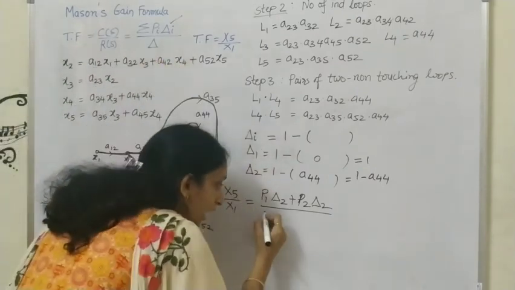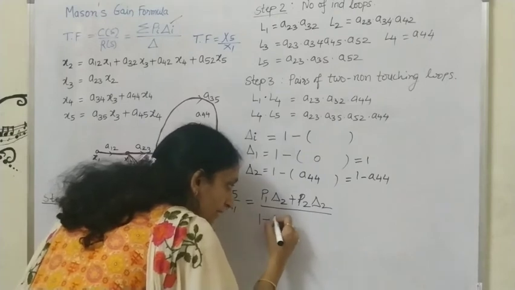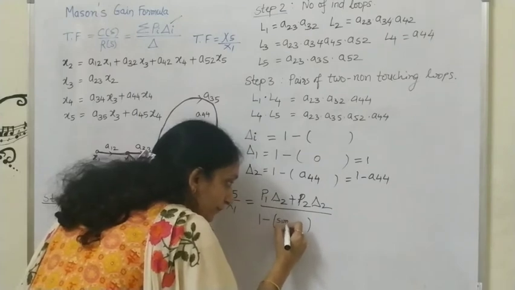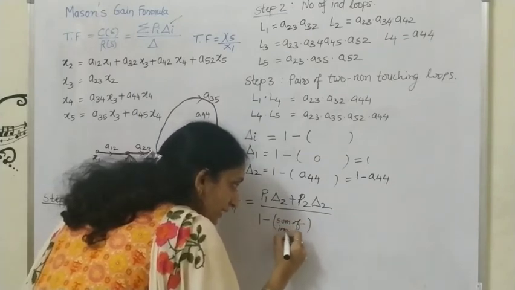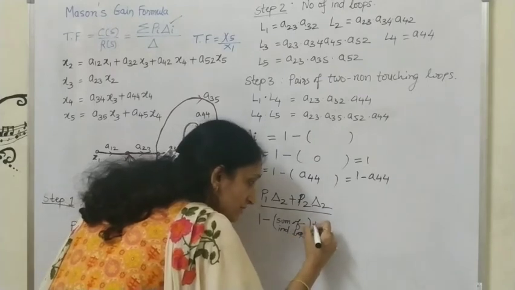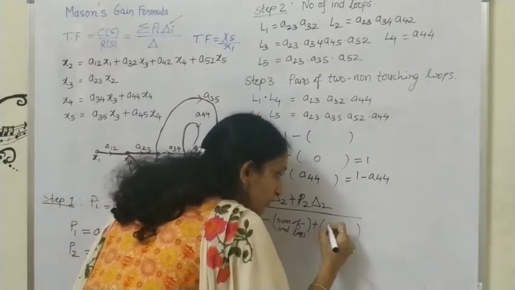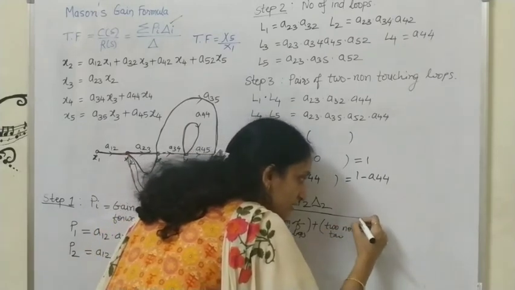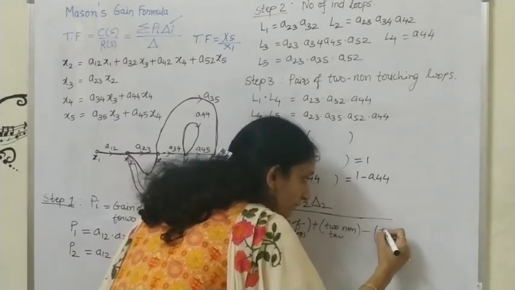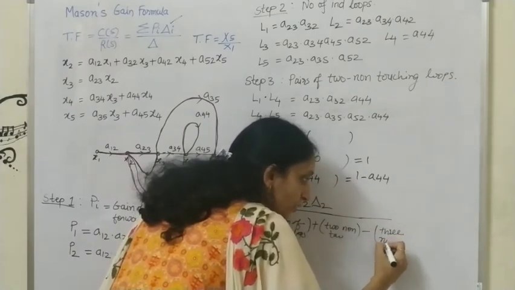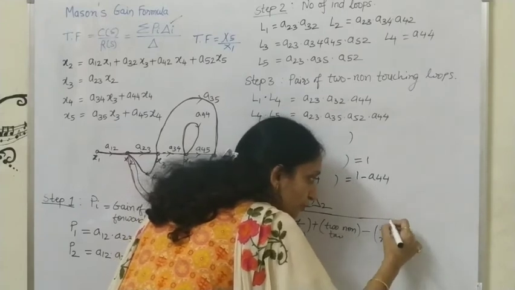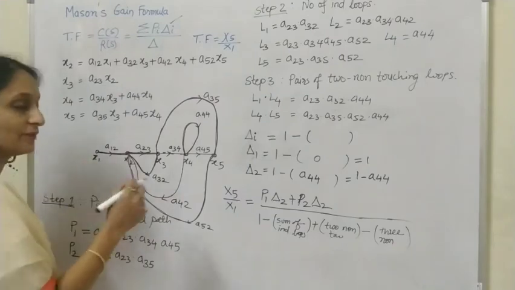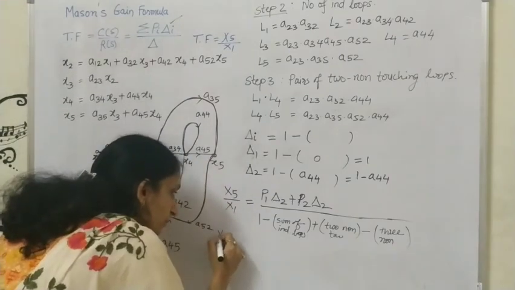But in delta I will write like this. Look at this: 1 minus, in bracket, the sum of individual loops, plus, in the second bracket, the sum of two non-touching loops. And if there is a group of 3 non-touching loops, I will put a third bracket for the 3 non-touching. If there is no term, you will put 0 there. Okay, so this is the formula. Now you have to put all the values in this formula. So I will substitute all the values.